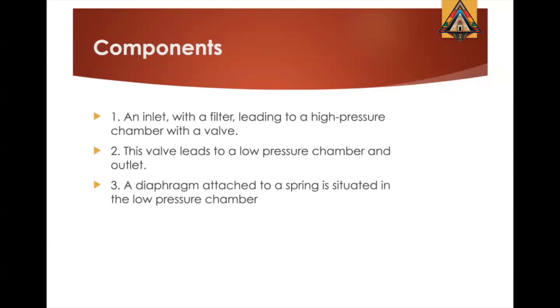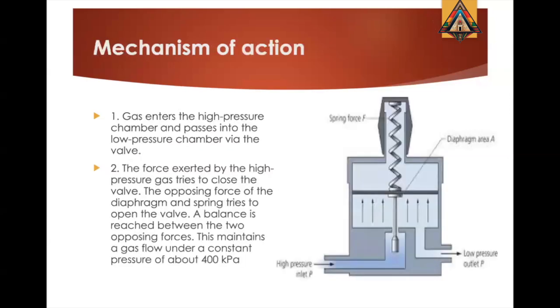The components of a pressure regulator: an inlet with a filter leading to a high pressure chamber and a valve. This valve leads to a low pressure chamber and outlet. A diaphragm attached to a spring is situated in the low pressure chamber. So this is an idea of the regulator.